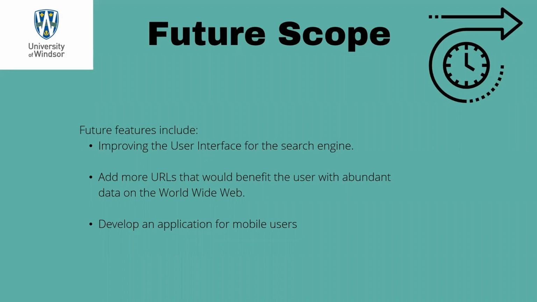So Ajish, my colleague, finished the code review and the demo. So I'll be moving on towards the future scope. For the future scope, we're planning to improve the user interface for the search engine so that users find it more attractive, and we're planning to get the results with a quicker response time. Then we are planning to add more URLs so that it would benefit the user with abundant data on the World Wide Web. Moreover, we're planning to develop an application for mobile users as well.